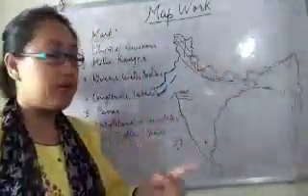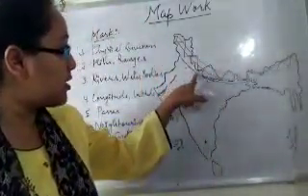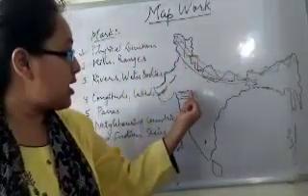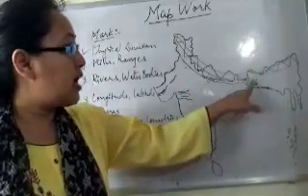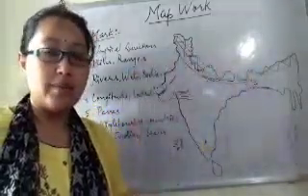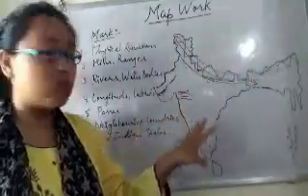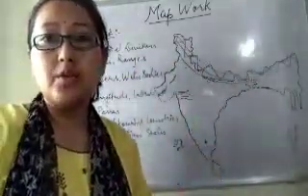So once again we will revise it: Aravali range, Shivalik range, Himalayan range. Then we have Vindhya, Satpura, Nilgiri, Garo, Khasi and Jaintia. Now let's do this work using paper map.